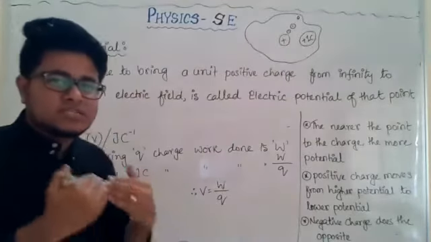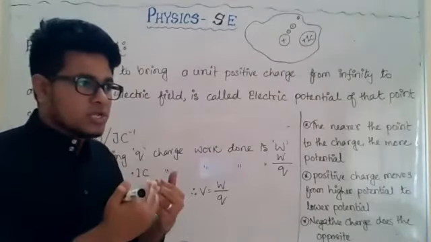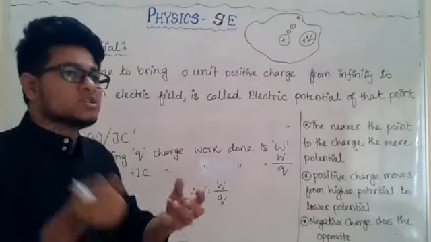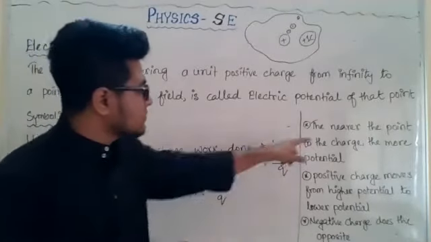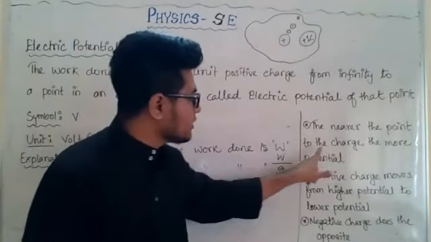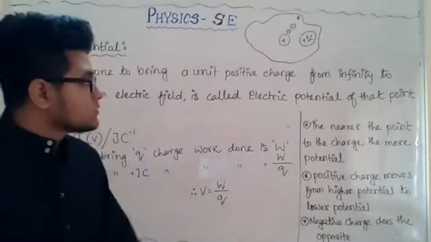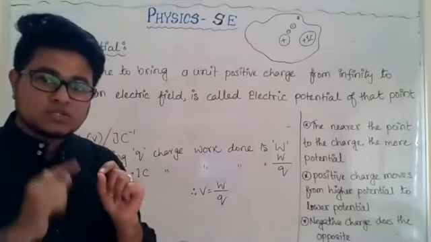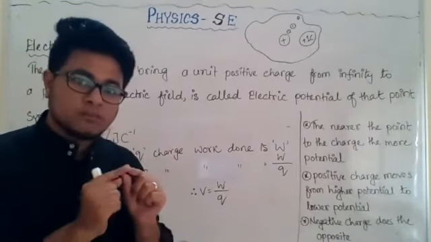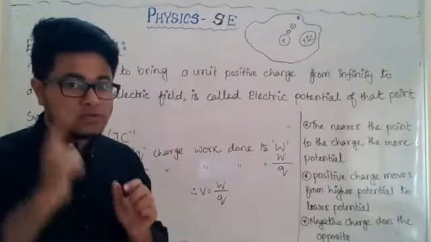So as we are getting closer to the charge, the more and more potential energy will be stored in the body. This is the point I wrote here. The nearer the point to the charge, the more potential will be stored. Okay? Do you understand this one?